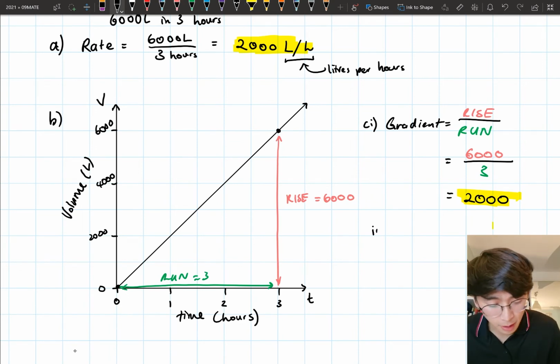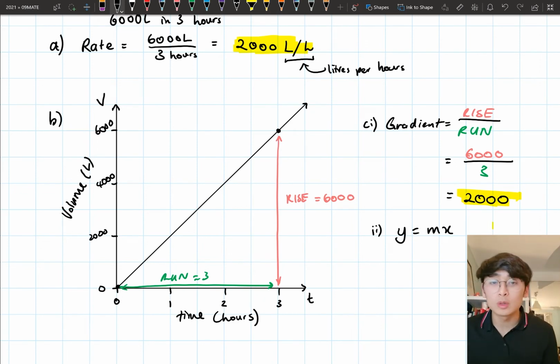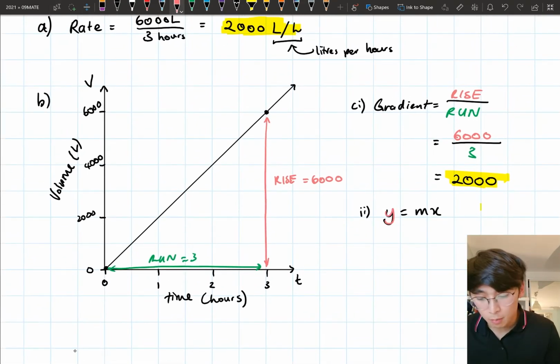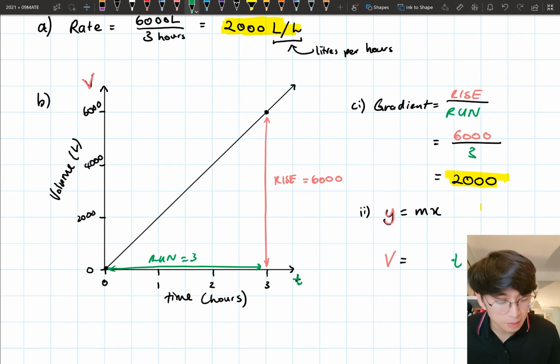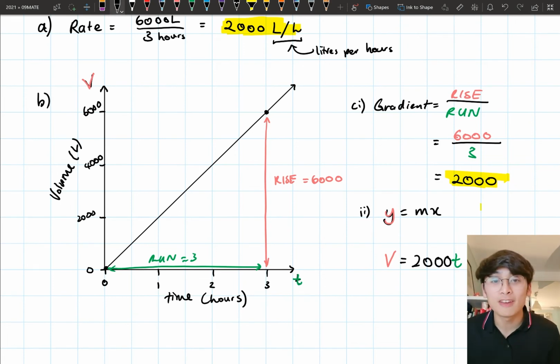Okay. The second part was we wanted to find a rule for my line. Now, what I said earlier was that the equation of a direct proportion line is y is equal to mx. For this one, because we're not dealing with y and x, we're going to need to change those letters. So instead of y, have a look at my y-axis. I'm actually measuring the volume. So here it's going to be v is equal to some number times, well, have a look at the x-axis. Instead of x, I've got t. So v is equal to some number times t. Now, the number before this t is just going to be my gradient, which is 2,000. So my equation for my line is v is equal to 2,000 t.